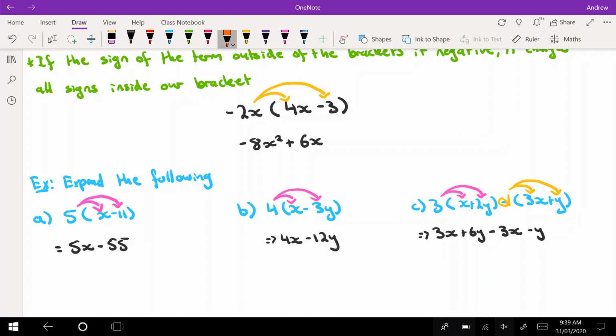Now we need to link all of our like terms together. So 3x and 3x are going to be like, and there's a minus sign in front. And then 6y and y are going to be like, and there's a minus sign out the front. Well, 3x, take away 3x, that's just going to be 0. So I'm not going to write that. And then 6y, take away y, is 5y. And that is how we expand algebraic expressions.